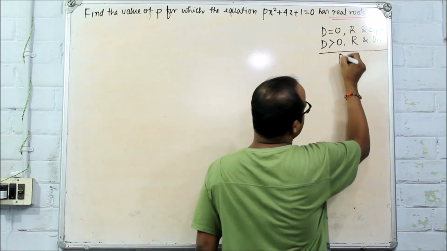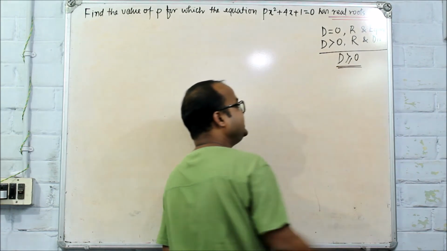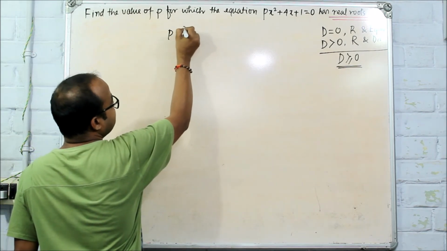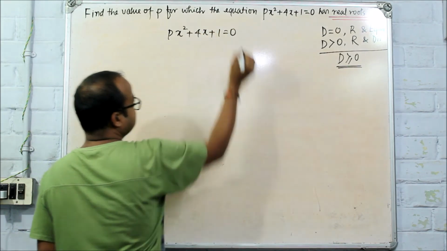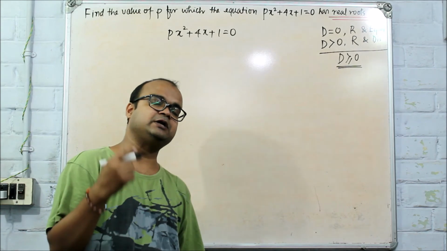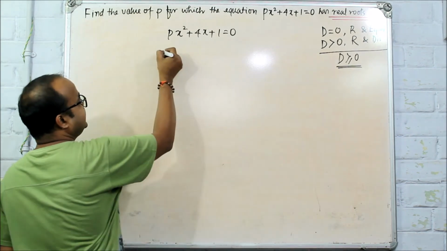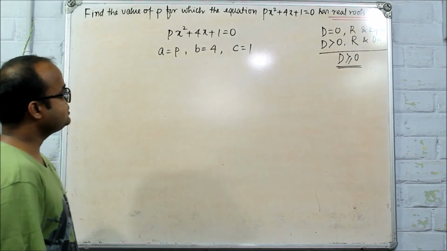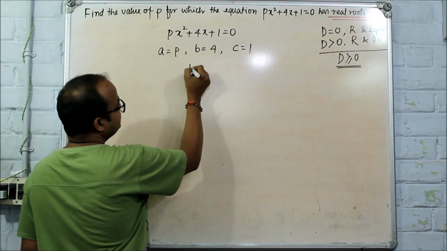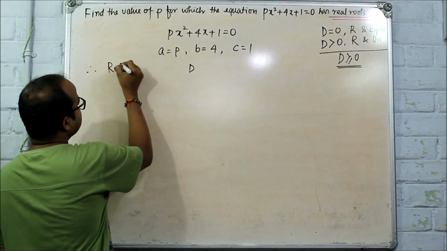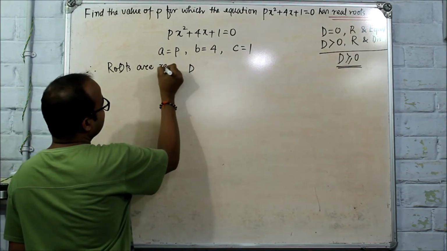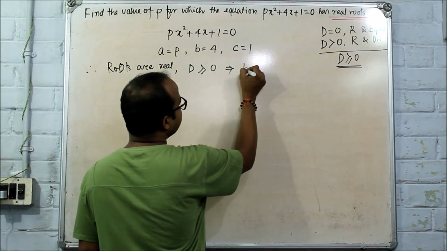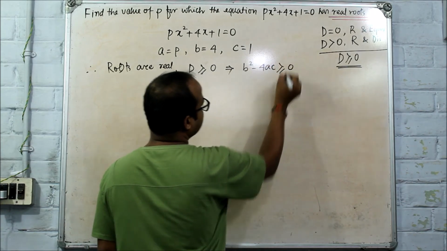So combining these two parts, we can say that if d is greater than or equal to 0, then the roots are real. We write the equation px square plus 4x plus 1 is equal to 0. First we compare with ax square plus bx plus c is equal to 0. So we get a is equal to p, b is equal to 4 and c is equal to 1. So we write, since roots are real, d should be greater than or equal to 0. It implies b square minus 4ac is greater than or equal to 0.